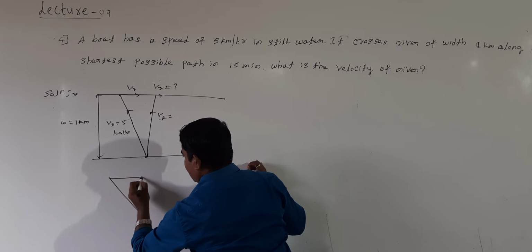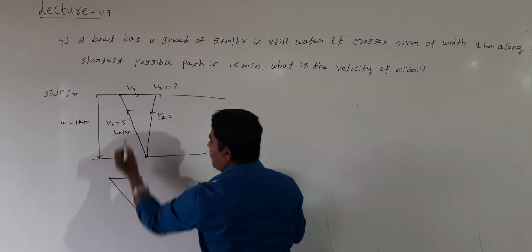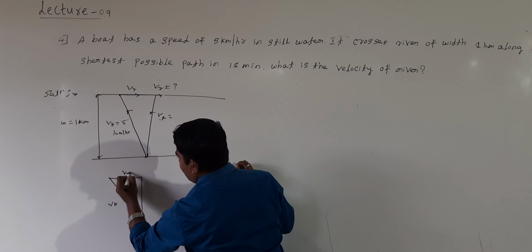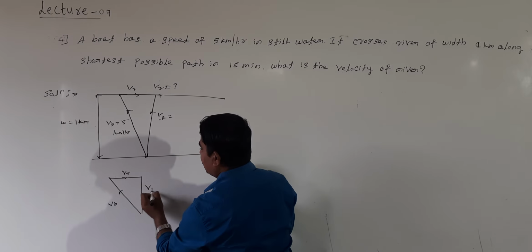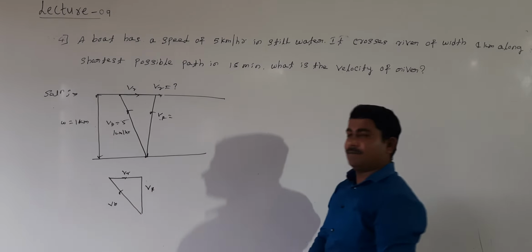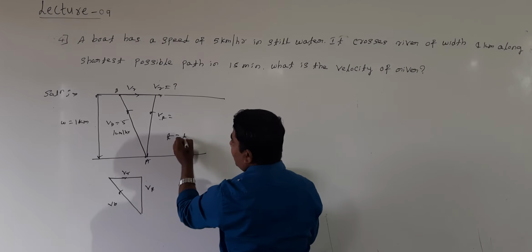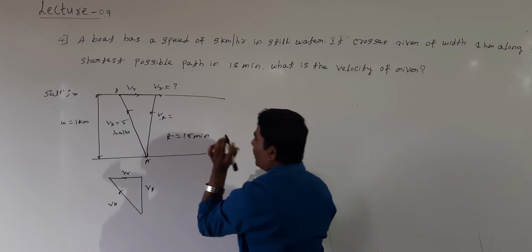Visual diagram. How to calculate? What about this VB? VB is in this direction. What about VR? VR is in this direction. What about the resultant? The resultant is in this direction. To cross from point A to point B, how much time is taken? Already given: 15 minutes.